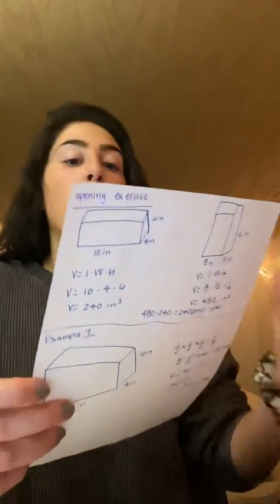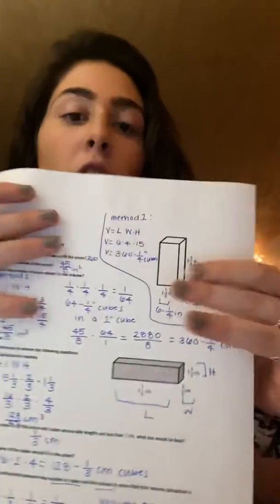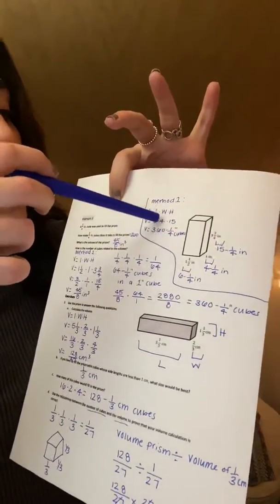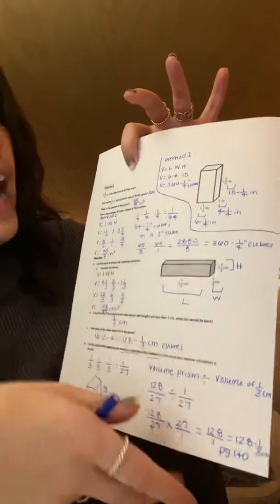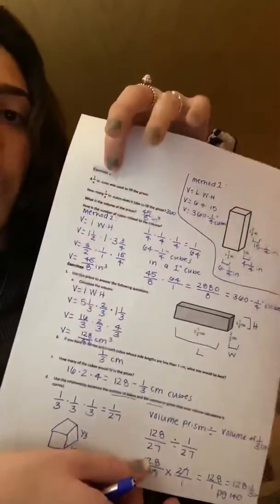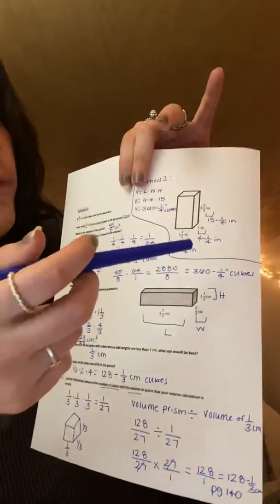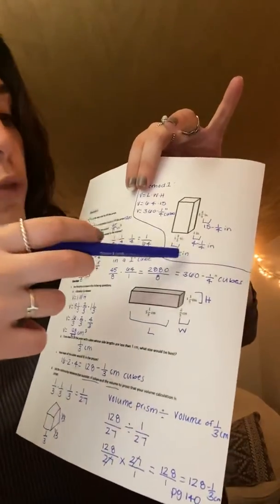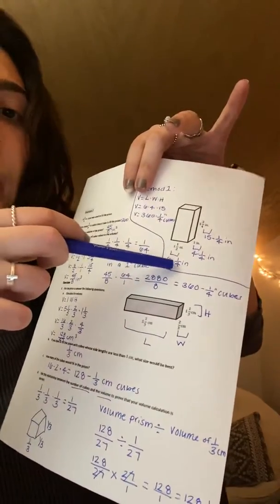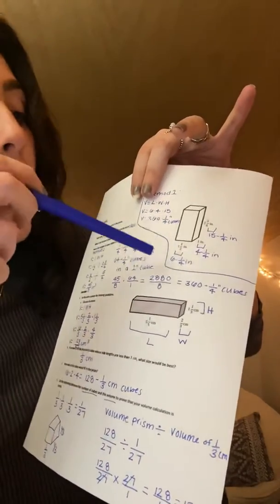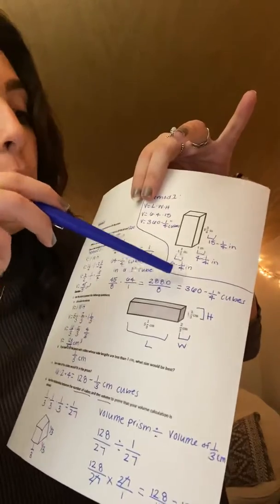So for method 1, we have our prism right here. I did the volume formula. So I have V equals length times width times height. It told me that it was 1/4 inches right here. Just to make the math a little bit easier for myself, I said, okay, I have 1/4 inches. How many times do I have to multiply 1/4 to get 1 1/2 inches? And once you do that math, you'll figure out that you have to do it 6 times.